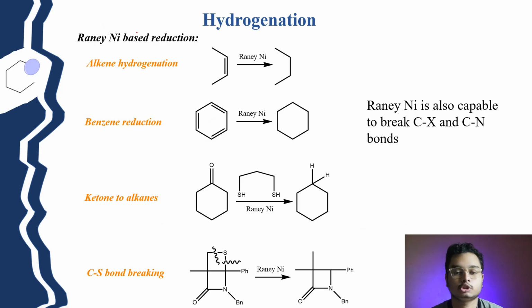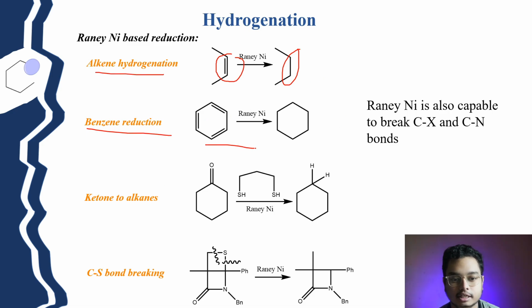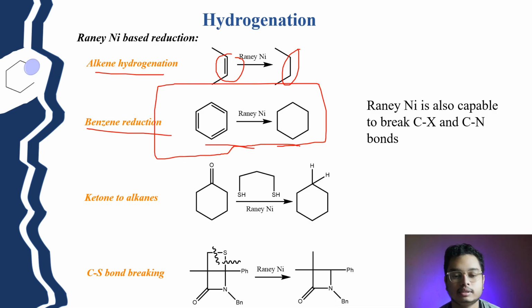Now Raney nickel can show interesting types of reactivity. First is alkene hydrogenation: if any alkene is there, then by hydrogenation we get the alkane. Also, Raney nickel is capable of benzene reduction, which is a very hard thing to do. In terms of ease of hydrogenation, benzene to cyclohexane reduction is very hard, but Raney nickel is strong enough to reduce benzene to the corresponding cyclohexane, and ketone to alkane is also possible.